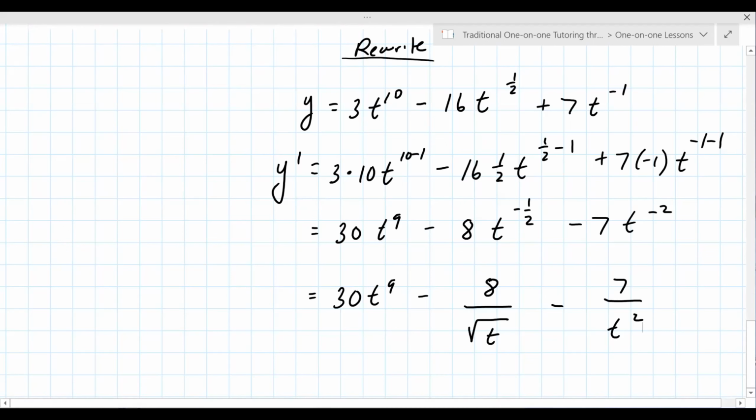30t to the 9th, plus 8 divided by root t, and minus 7 divided by t squared. Awesome. All right. I'll share my next one.